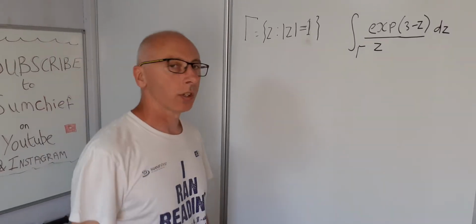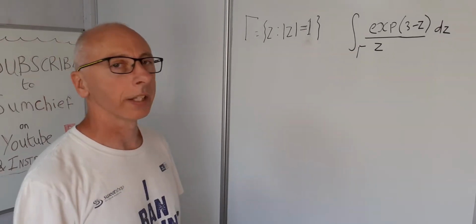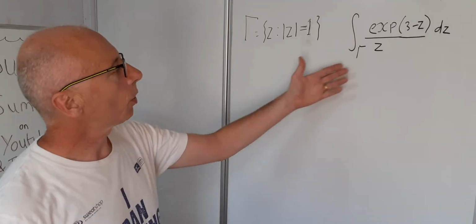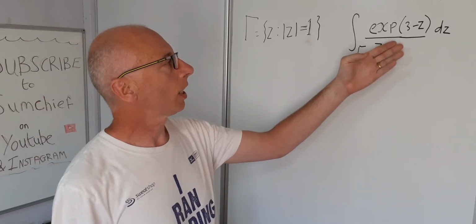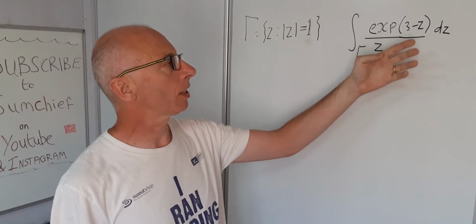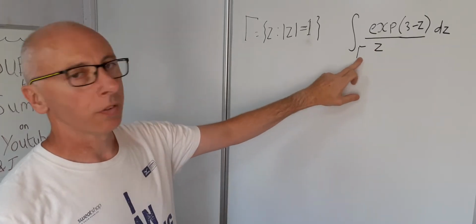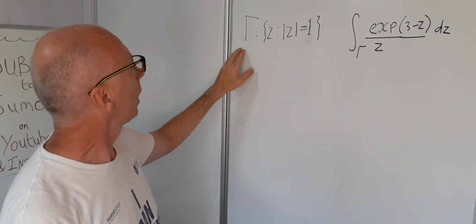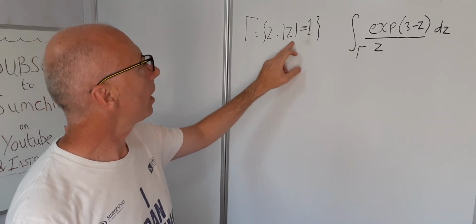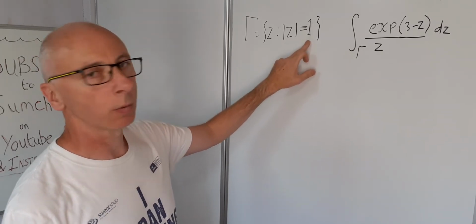Okay, so we're going to have a look at Cauchy's integral formula in this video. What we're going to do is try to integrate this function here, exponential of 3 minus z over z, with respect to z, over the contour gamma. Now gamma is the set where the absolute value of z is 1.